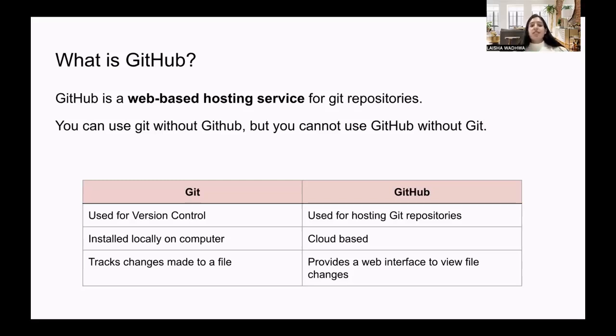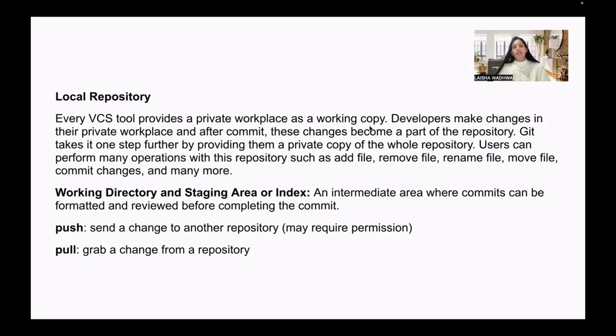So to illustrate the differences between Git and GitHub for you, Git is used for version control, whereas GitHub is basically used for hosting all of those Git repositories. Git is locally installed on a computer. GitHub is cloud-based. Git tracks changes that are made to the files, whereas GitHub provides you a web interface where you can view all those. Now that we've understood the differences between Git and GitHub and where exactly to use what, let's first understand some terms and terminologies that are associated for us to use Git properly.